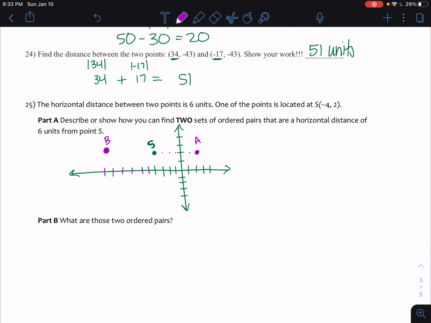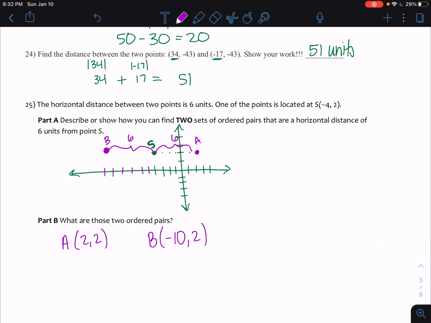Each of these is 6 units away from the original point. And now I'm going to give what those two ordered pairs are. So A is 2, 2. And 4 plus 2 is 6. And then B is -10, 2. And 10 minus 4 is 6.